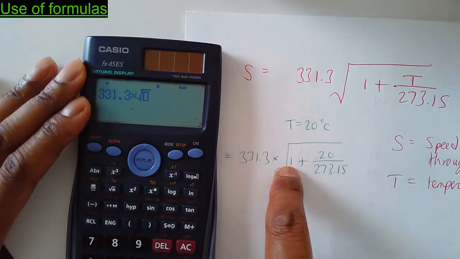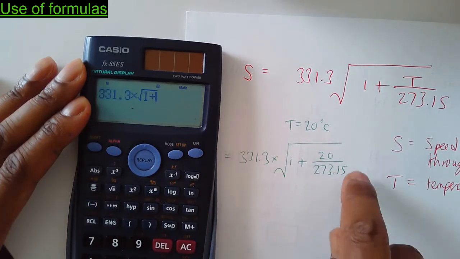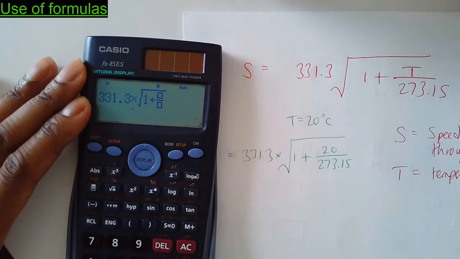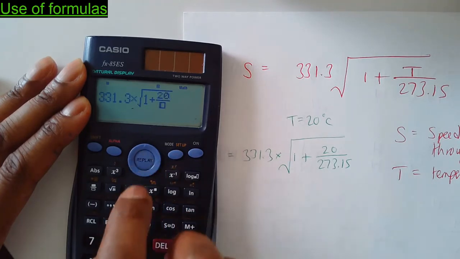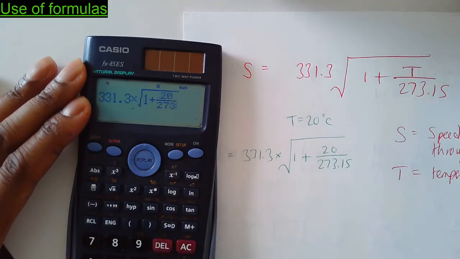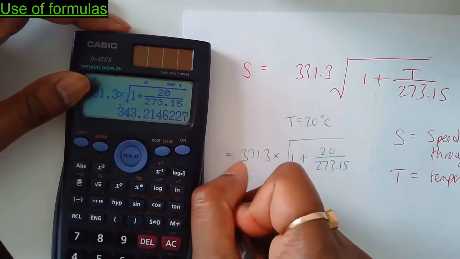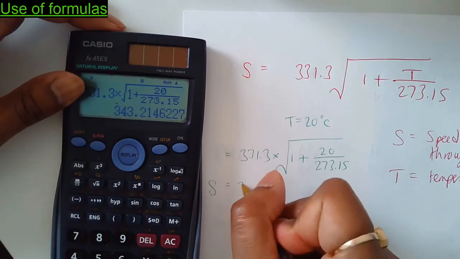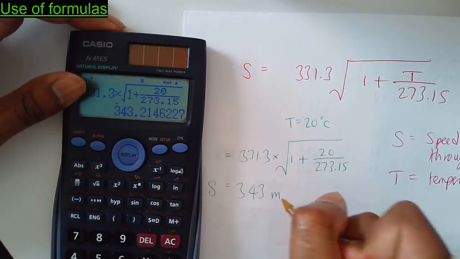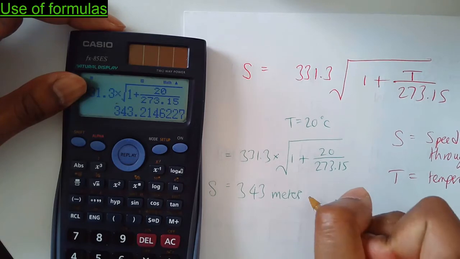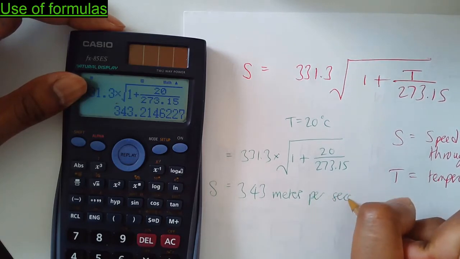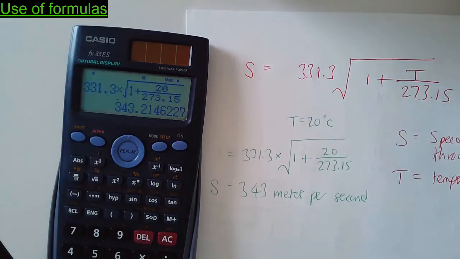Now, that's the one. Right, there's a fraction there, so press the fraction button. 20 degrees Celsius. Speed is equal to 343 meters per second. That means sound will travel 343 meters every second.